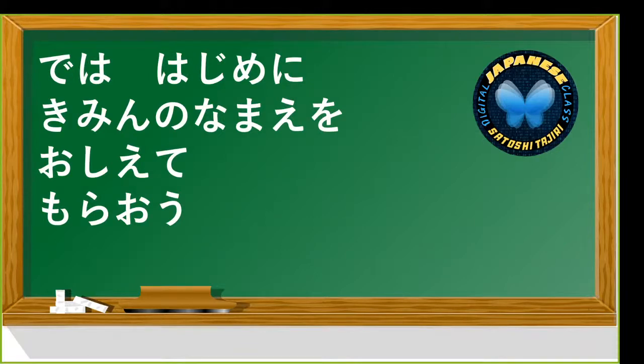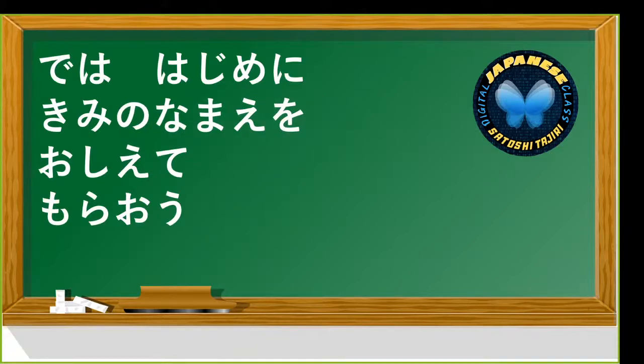Dewa, hajime ni, kimi no namae o oshiete morau. Okay? So we have here dewa, it's like well then, and our word hajime ni. Hajime ni means in the beginning, or first of all. Kimi means anata, same meaning, you. Then namae means name. So kimi no namae, your name. That's the reason we have the anime Kimi no Na wa. Since we can hear them now.